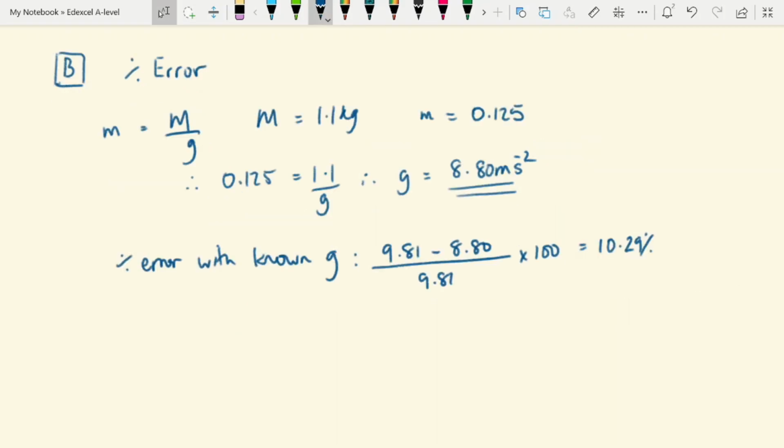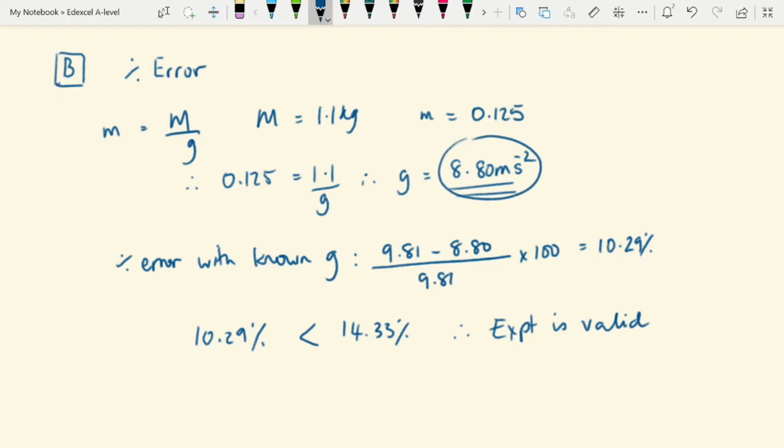Now we compare our 10.29% with our uncertainty. So 10.29% error is less than our 14.33%, which was our uncertainty. Therefore, our experiment is valid. Again, because we have said that our value of g is 8.80 meters per second squared plus or minus 14.33%.